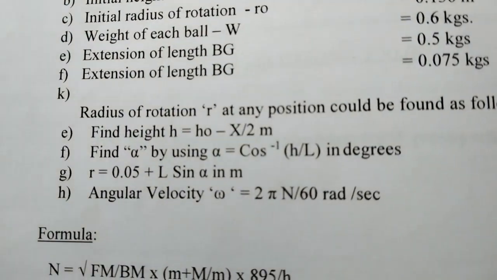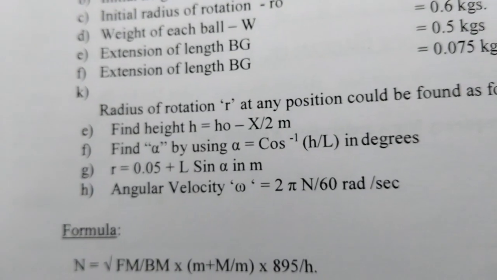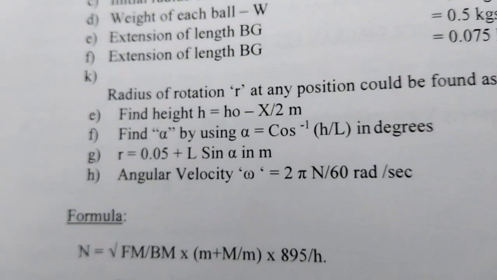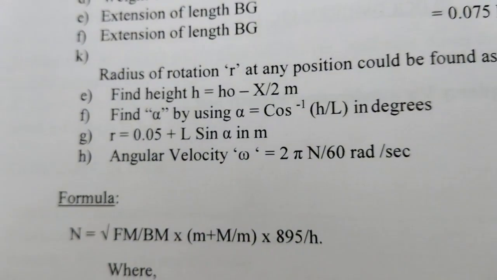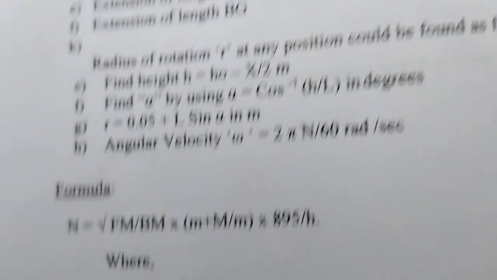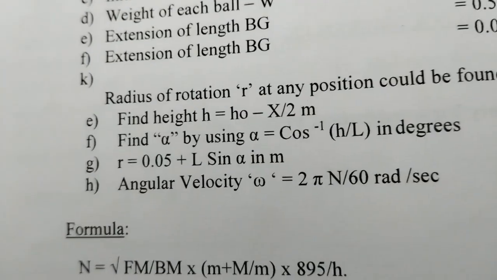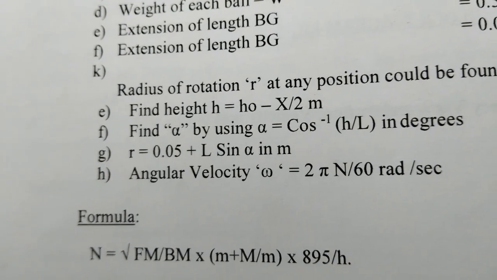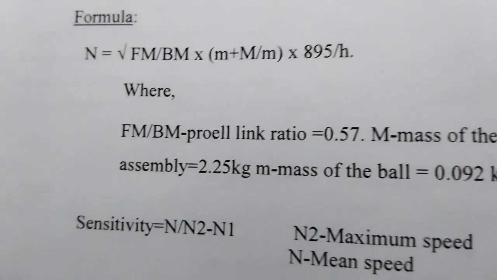Here x is equal to sleeve distance. Height of the governor, h is equal to h0 minus x divided by 2. So x means sleeve distance. From the sleeve distance we find h, and radius of rotation, small r, is equal to 0.05 plus L sin alpha. So this is the formula to find the radius of rotation and height of the governor.